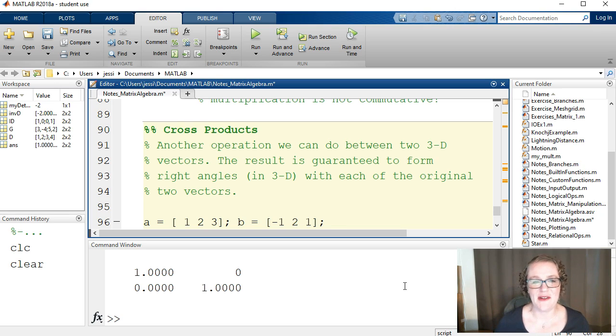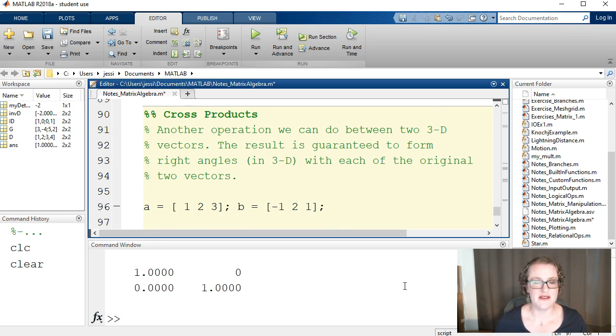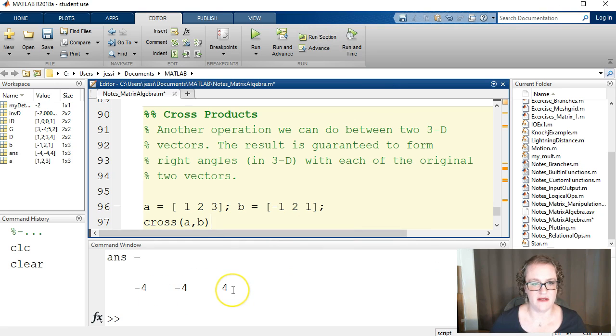Okay? Now we can take the cross product of the two of them together by using the MATLAB command cross, which is really nice. cross(A, B). Okay, let's take a look and see what we get. -4, -4, 4. Oh, why is that weird? Oh, look, both of them have the same y coordinate. That's not what I was expecting.